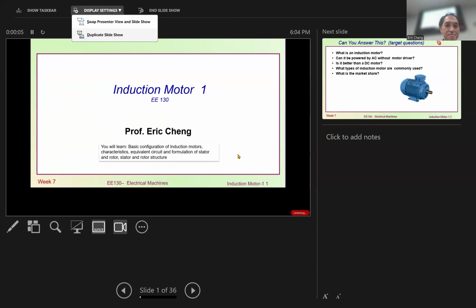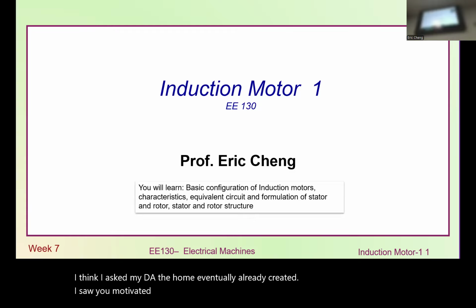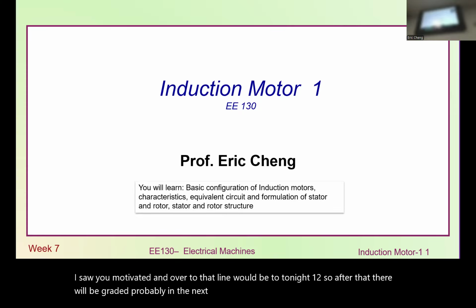Yeah. Might be graded. Sorry, say again? The homework one and homework two, will they be graded? I think I asked my PA, the homework one should already be graded. I saw it already graded, and the homework two deadline will be 2/9 12. After that, it will be graded over the next 2 days, but I will put the answer in the system already, and you will be able to see the answer after the deadline.